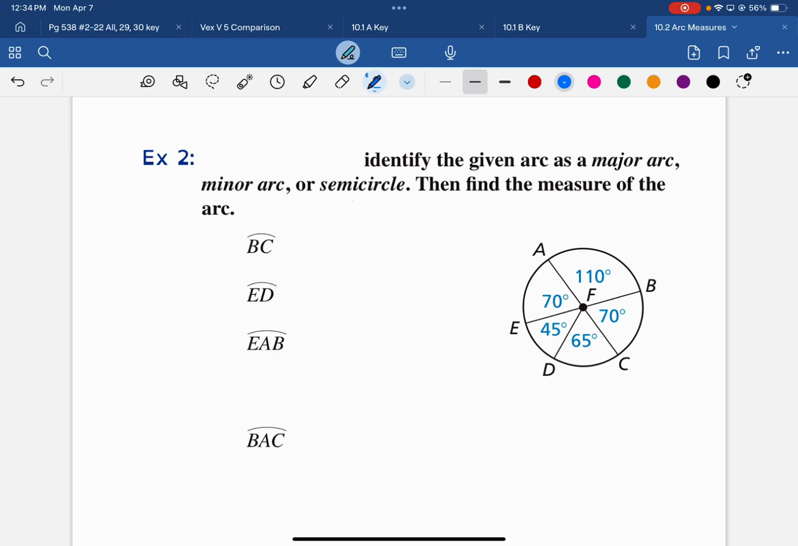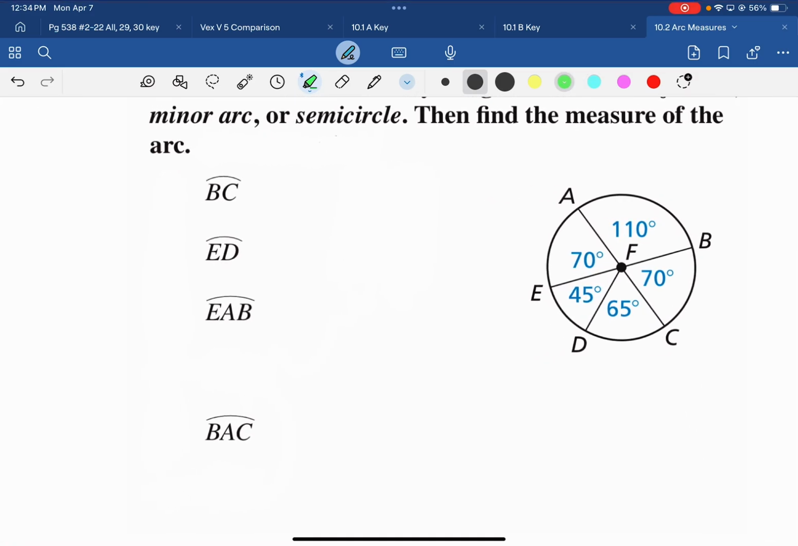First it says, identify the given arc as major, minor, or semicircle. Then find the measure of the arc. Okay. Now, let's look at this. So I have, the first one is arc BC. Class, do you think when I'm going from B to C, I should go B to C like this? Or B to C like this? The blue or the green? The blue, right? Okay. You always want to go the shortest route possible.